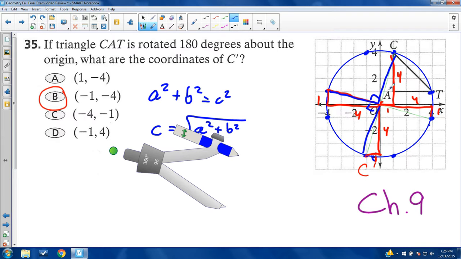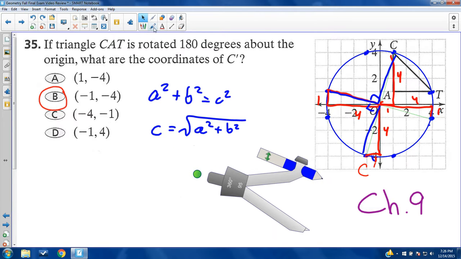Probably overkill for this problem. You're probably looking at this and saying, what the heck are you doing, Mr. Robinson? I'm trying to give you perspective. I really am. I really want you to understand this more than just rotate the paper, just use patty paper, just follow a rule. By the way, there is a rule.